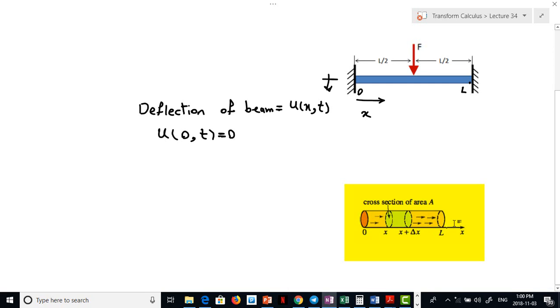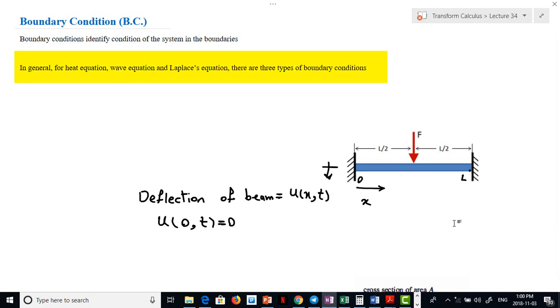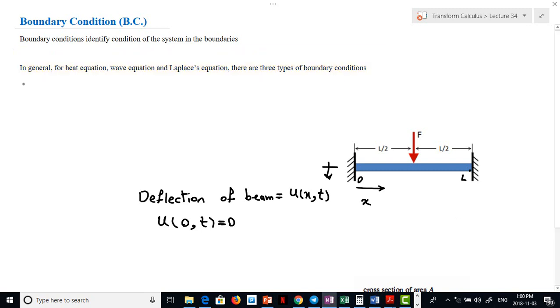But before talking about the heat equation, I want to categorize boundary conditions into three categories. In general, for the heat equation, wave equation, and Laplace equation that we're going to talk about in this chapter, there are three types of boundary condition. The first type is called the Dirichlet boundary condition. They are in the form of u. So we call it the Dirichlet condition.